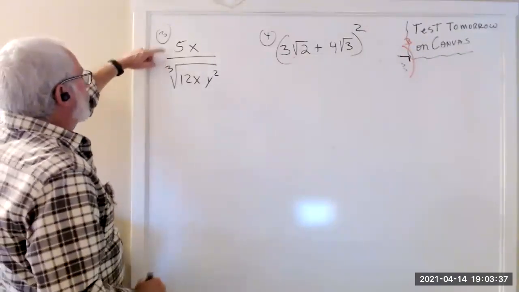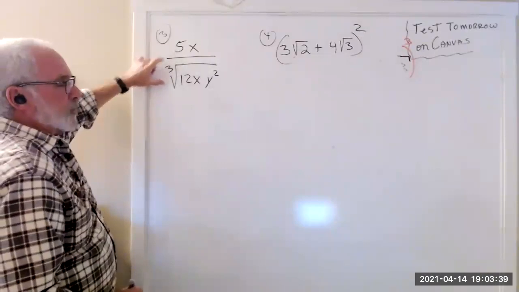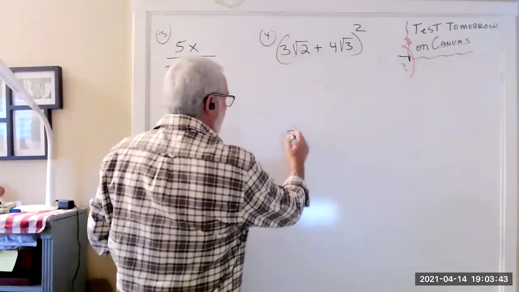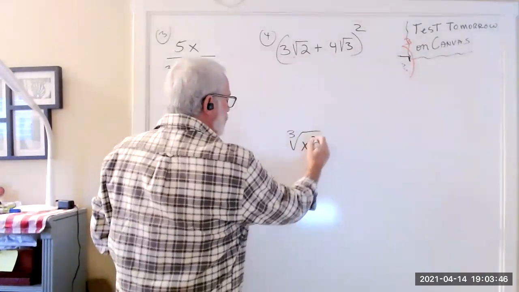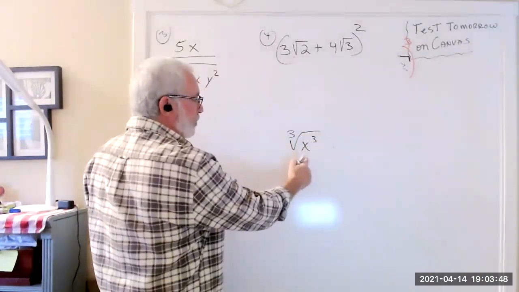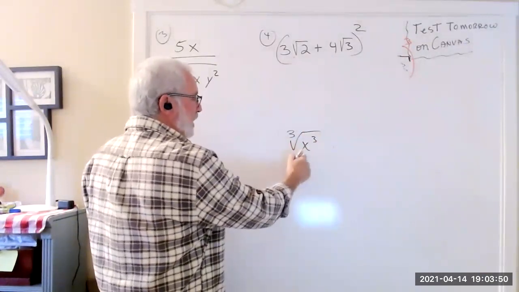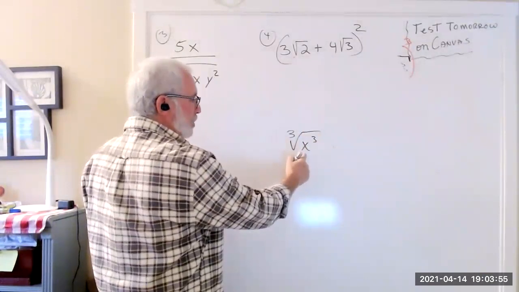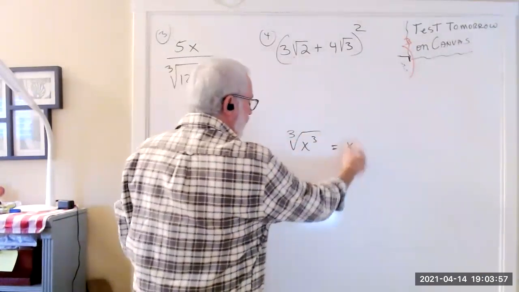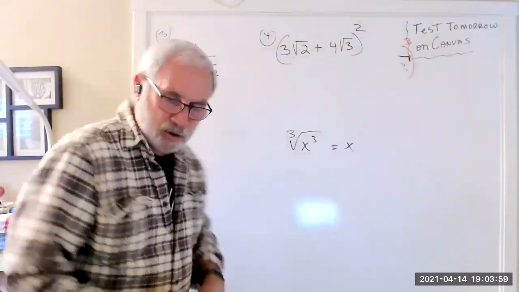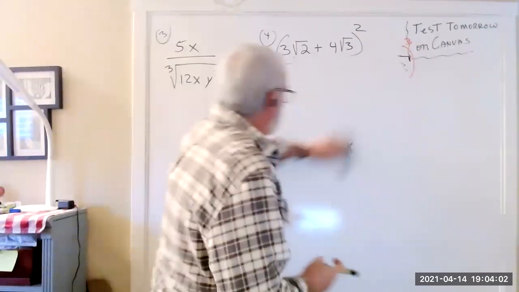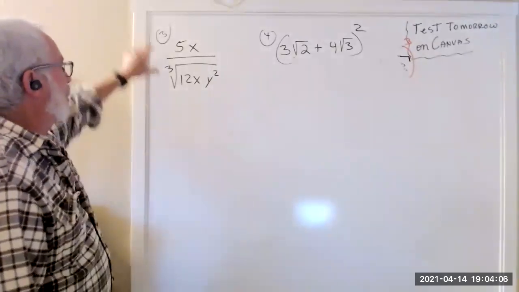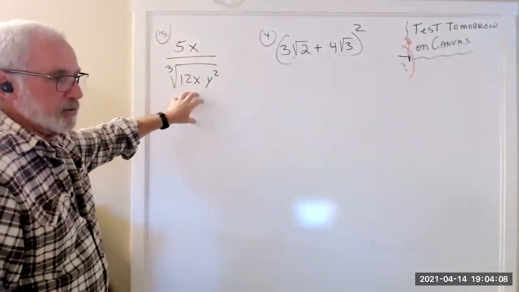Okay, the rule is you can't have a radical in the denominator, but it's a cube root. Remember, to get out of a cube root, you have to have a cube power. That's the rule we're using. Cube root, cube power, cancel out, you just get x. So our game here on this first problem is to make everything have a cube power in the denominator.